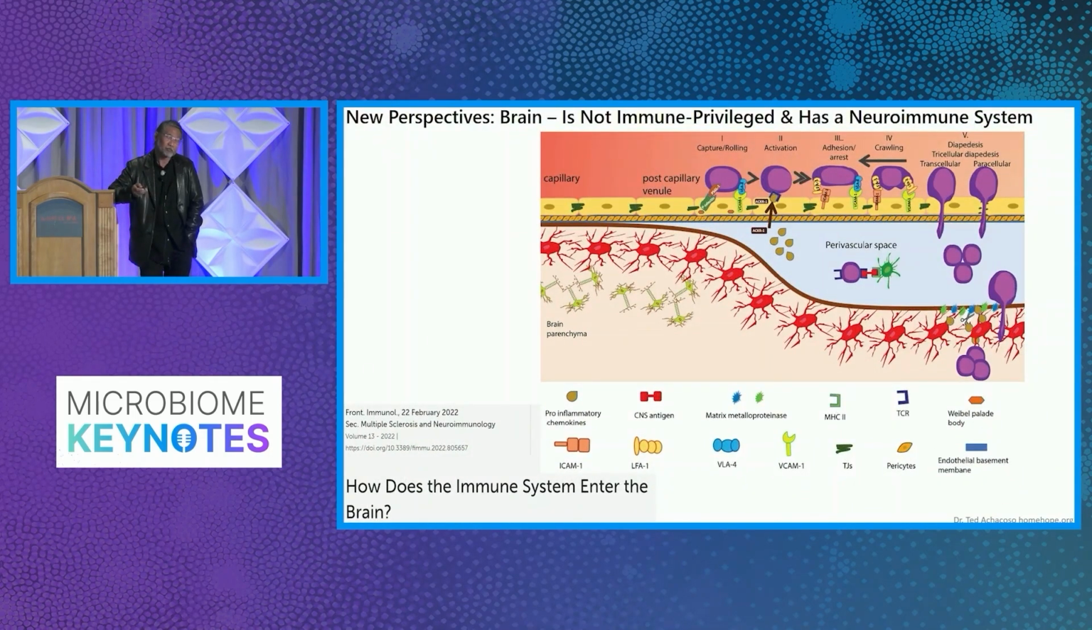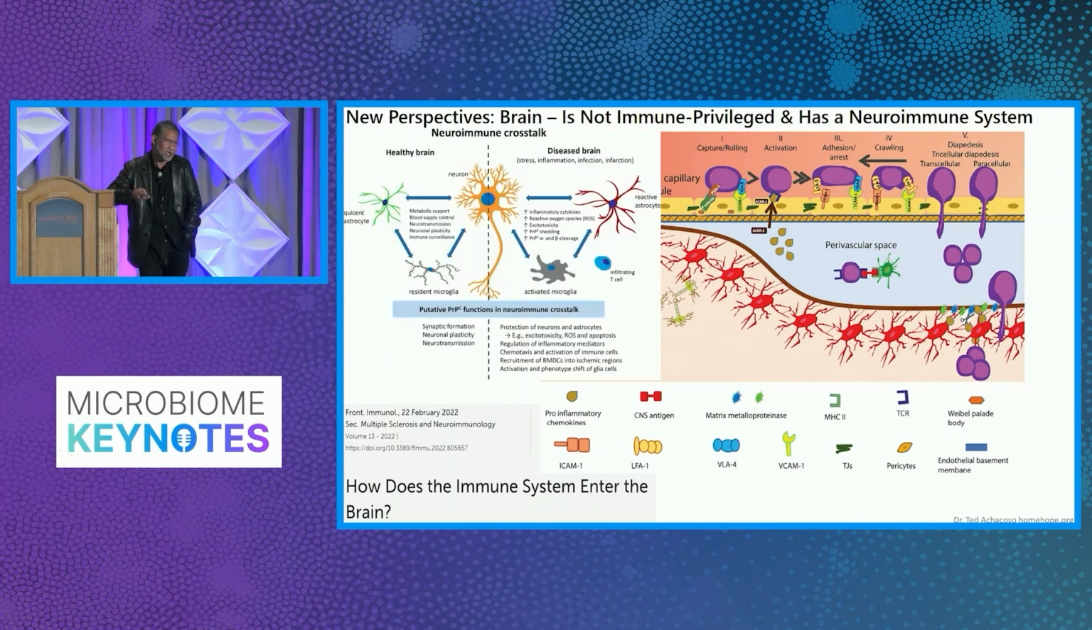Now, the new perspective that I'd like you to go home with is that the brain is not immune privileged. It has a neuroimmune system. You guys are actually very familiar with this. This is the capture, rolling, activation, adhesion. This is all white blood cell activity, right? And it actually can insinuate itself into the neurons via the perivascular space. You could see here, there's a neuroimmune crosstalk, right?